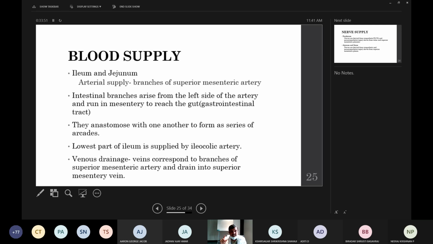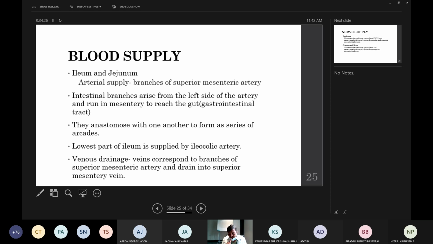And one more thing is there are microvilli. Finger-like projections coming from the lining epithelium are called villi. The free surface of the epithelial cell also has finger-like projections. Those are called microvilli. These are the things which increase the surface area of the small intestine. Understand?